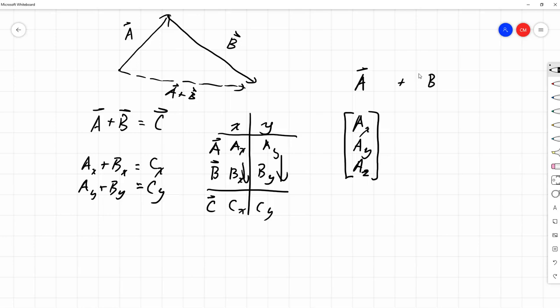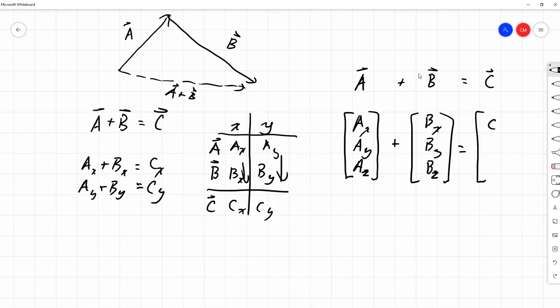Then we're going to add B. So I'm going to go plus BX, BY, BZ. And that's going to equal vector C, which becomes CX, CY, CZ. And so you can see, all I need to do is go across the row like that to get the equations. You see where I'm going here, guys? Okay, so that's the way I do it. Column vector notation is what it's called.